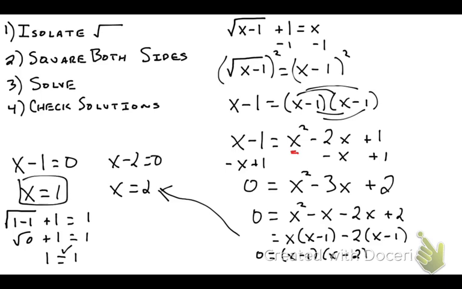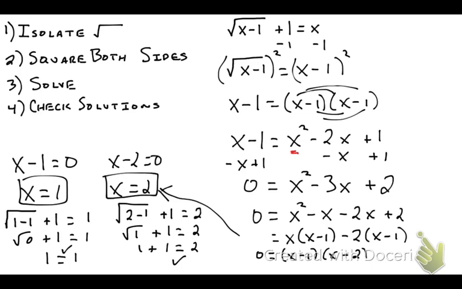We've got to check our other solution. The square root of 2 minus 1 plus 1 should equal 2. The positive square root of 1 plus 1 should equal 2. 1 plus 1 does equal 2. This checks out. In this case, both 1 and 2 are solutions to the problem. Right, there's a lot going on in this problem. We're pulling a lot of different ideas together.